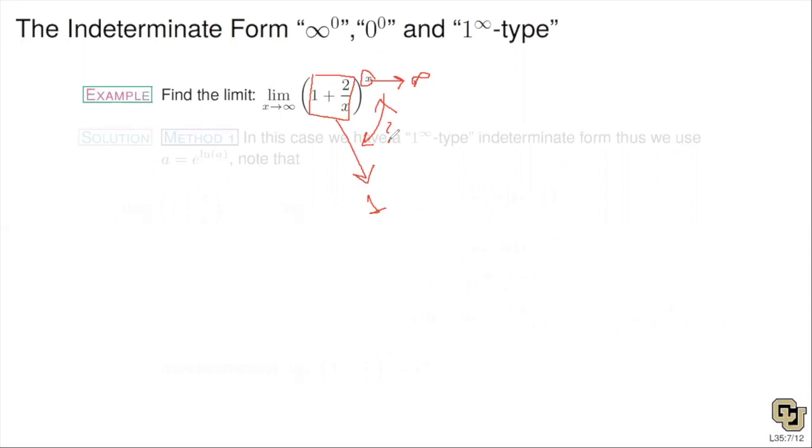So precisely because this isn't 1 to the infinity, which would be equal to 1, but this is very close, it's a 1 to the infinity type. The base is going to 1. This is indeterminate.